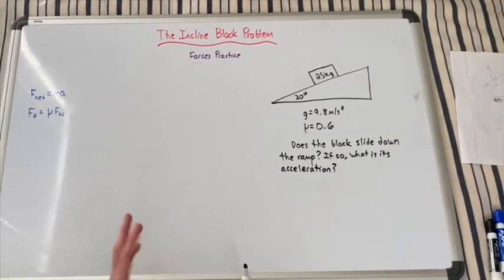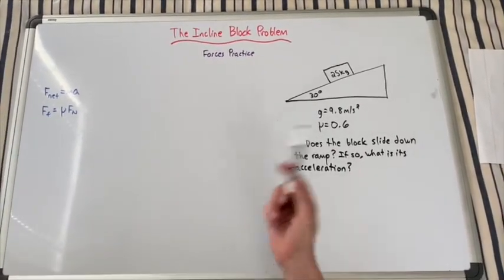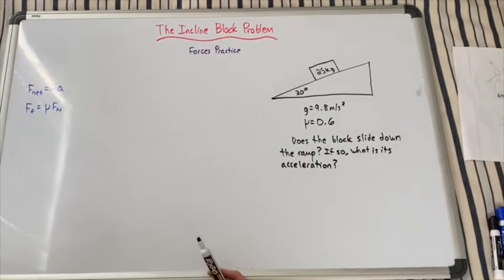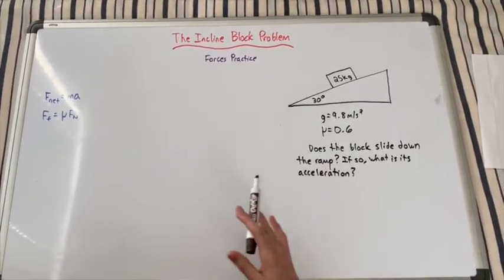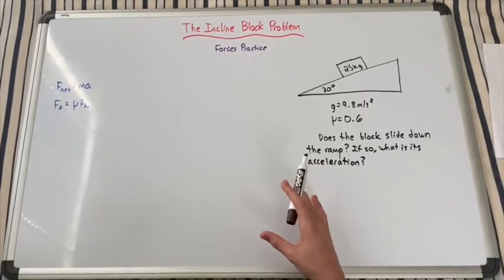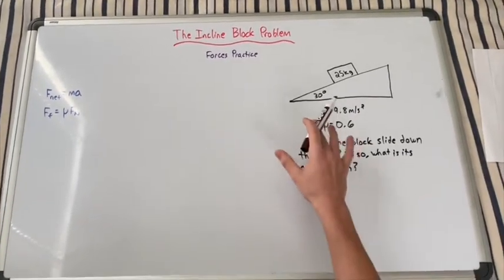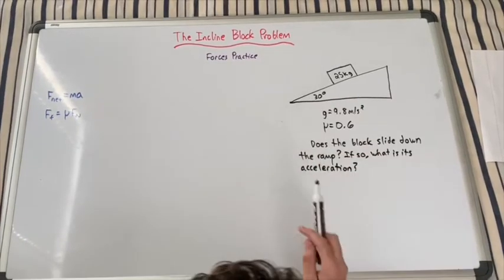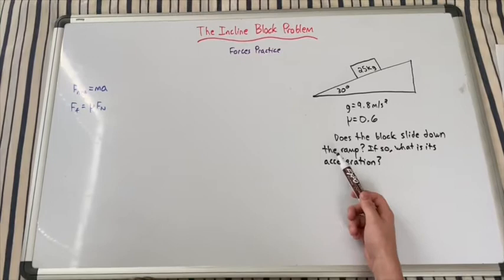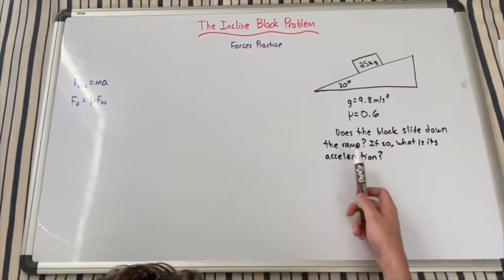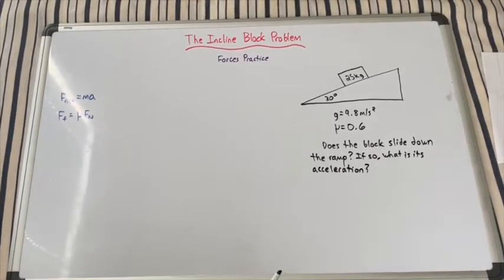Okay, welcome back, and we're continuing on with a different incline block problem this time. And the main difference from the last problem is this time we're going to be talking about friction and how it affects the acceleration of a block on an incline. So, in this problem, we're asked, does the block slide down the ramp? And if so, what is its acceleration?